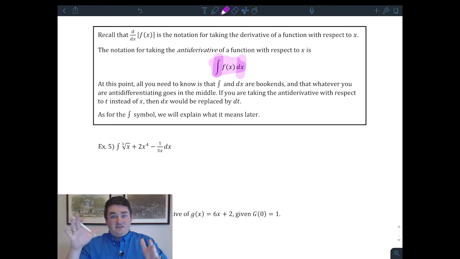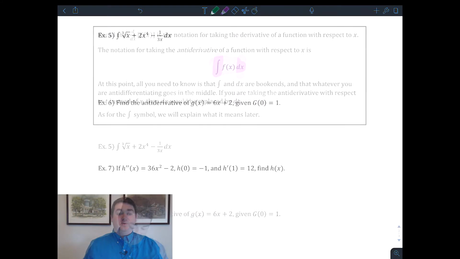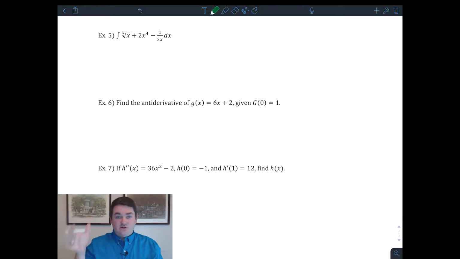Does this tall curvy s and this dx have a meaning? Yes, it does. You'll learn about that in just a few topics. So for now, just think of them as bookends. Anything between, you're going to take an antiderivative of. So in example 5, I look between my tall curvy s and my dx, and I see take the antiderivative of the cube root of x plus 2x to the fourth minus 1 over 3x.